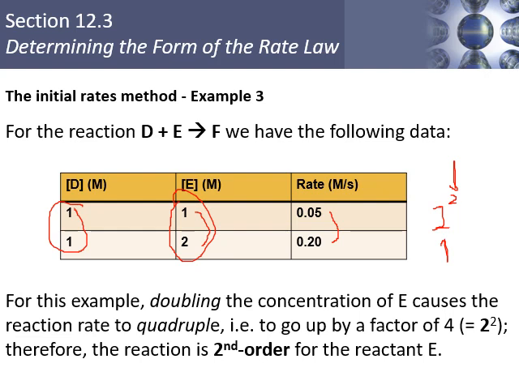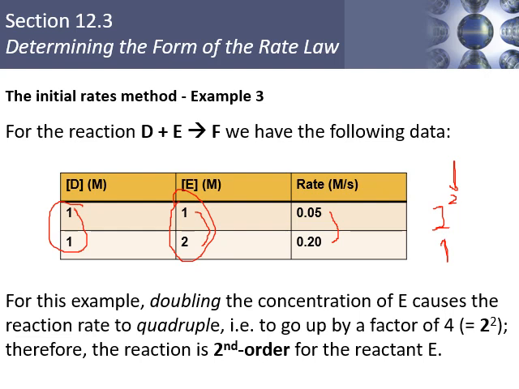So that's it. It's either going to be one of the 3 examples we just looked at. It's either going to be rate equals K times some reactant to the 0 power, or to the first power, or to the second power. Now, we didn't talk about it before, but if you have a 0 order reaction, the rate stays the same.